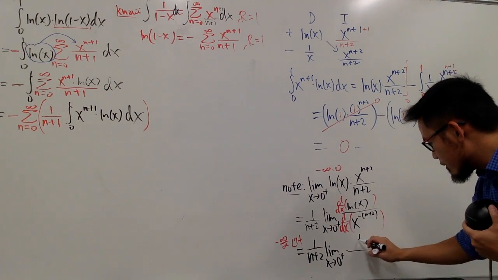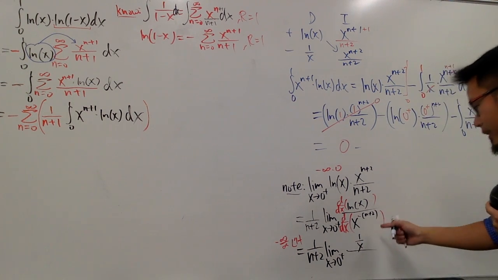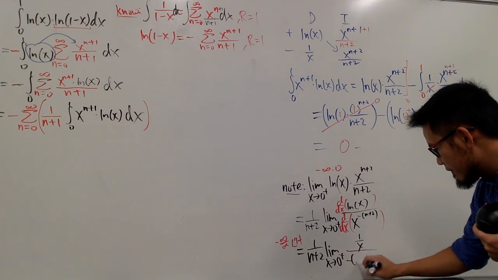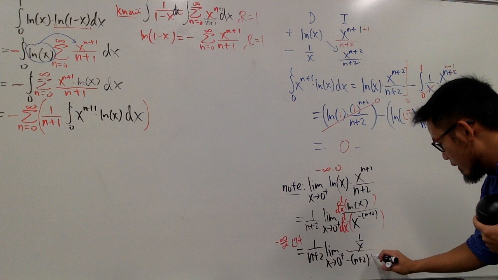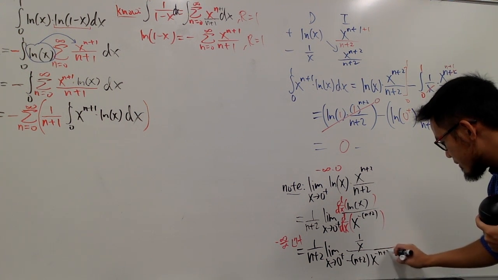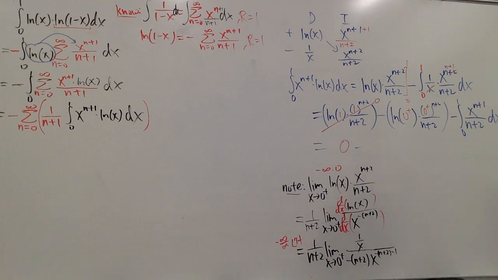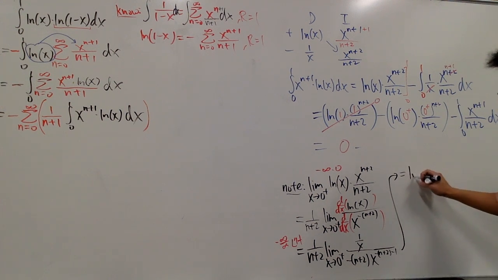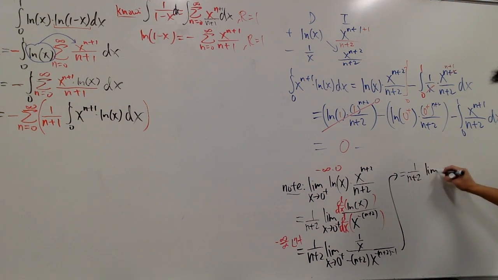The top here is just going to give us 1 over x. And the bottom here is kind of tricky, but it's okay. You bring this to the front, so it's negative n plus 2, and then x to the negative n plus 2 minus 1 power like this, okay? But anyway, what you can do is the following. This is just going to be 0, seriously. But I will still show you guys the work. This is the limit. I still have the 1 over n plus 2, the limit as x goes to 0 plus.